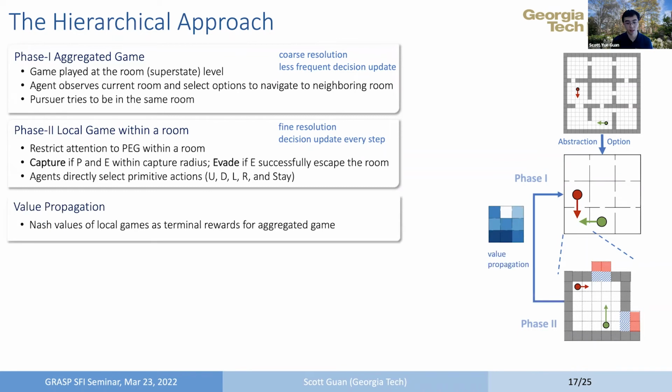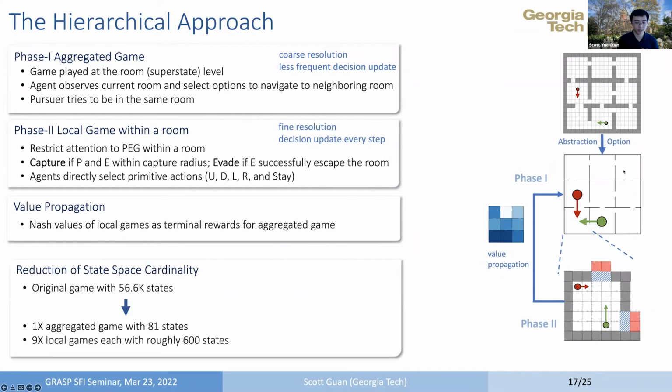So to connect these two processes at different resolutions, we conduct a value propagation. We will first solve the Nash values for each of the local games, 9 local games in this case. Then we will use these Nash values as the terminal reward for the aggregated game. So through this approach, we have significantly reduced the cardinality of the state space. The original game has 56,000 states, and by this decomposition, we get one aggregated game played at the room level with 81 states, and then 9 local games, each within a room, and each with roughly 600 states.